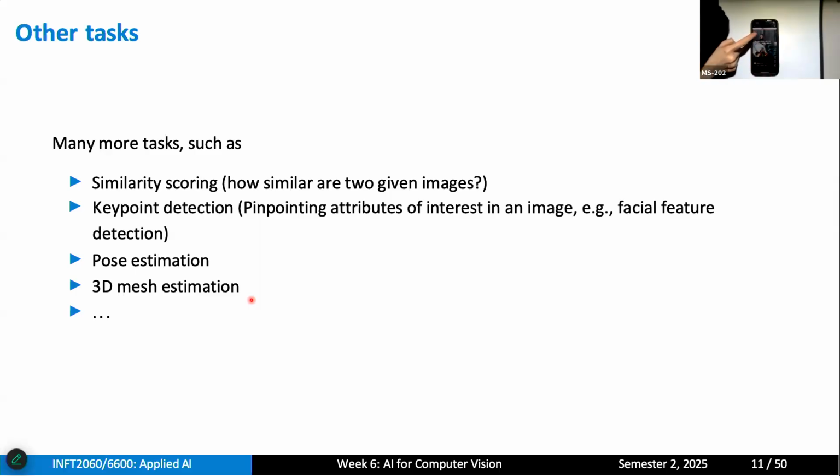This one is the animation actress, and this is how they utilize the key point detector and the 3D mesh estimation technique to implement it. Okay, as you can see.